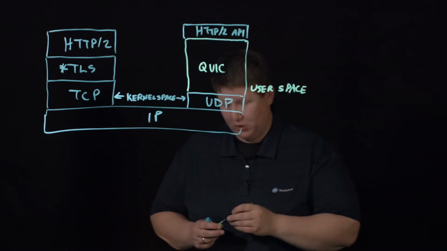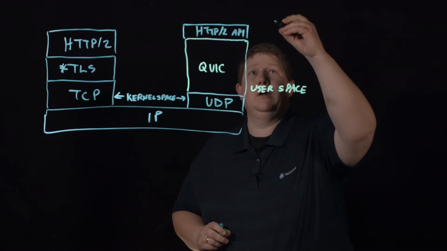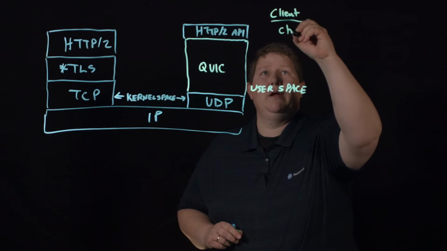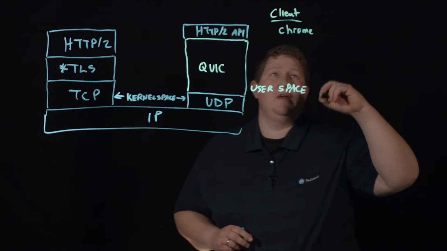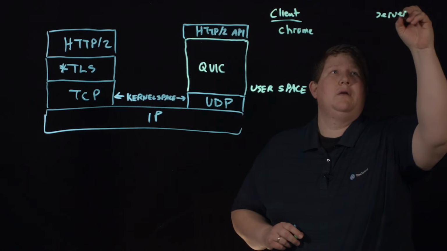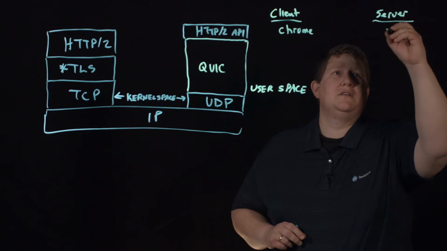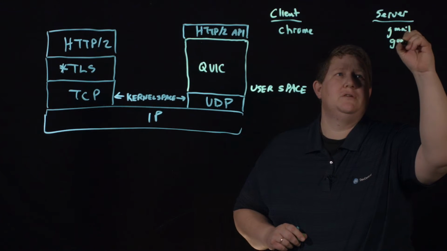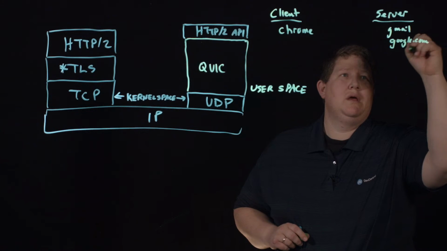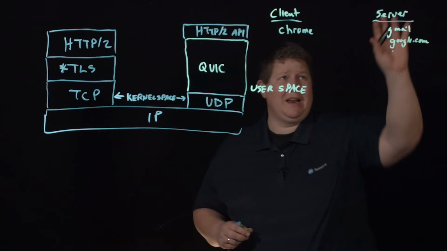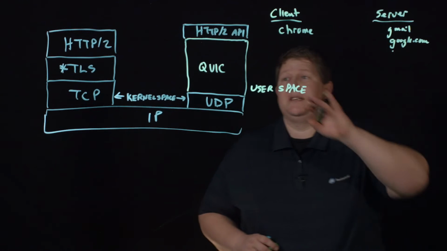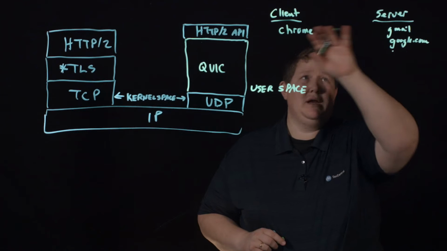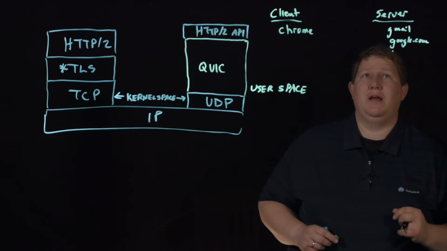QUIC is being developed by Google, and Google owns a lot of the client side of a connection in their Chrome browser. And then, of course, on the server side, Google has a lot of services like Gmail and, of course, their search engine at google.com, and so on. Because this is implemented in user space, they can do a lot of experimentation between a large number of clients and servers across the world.